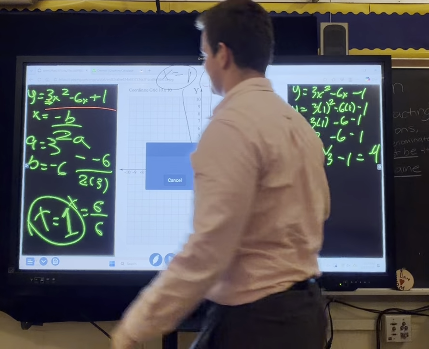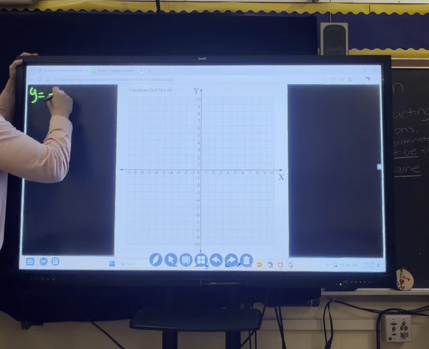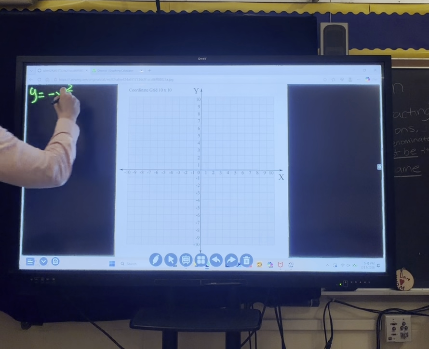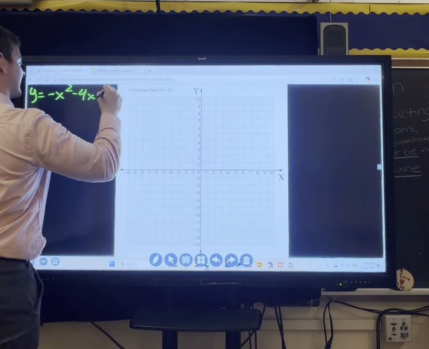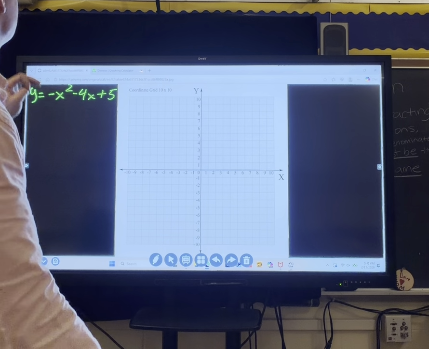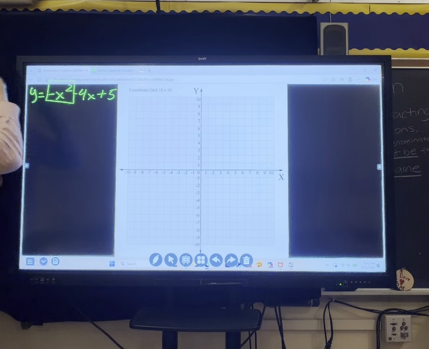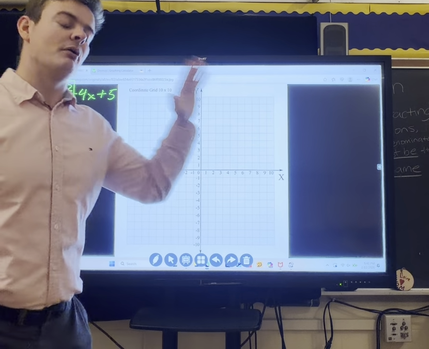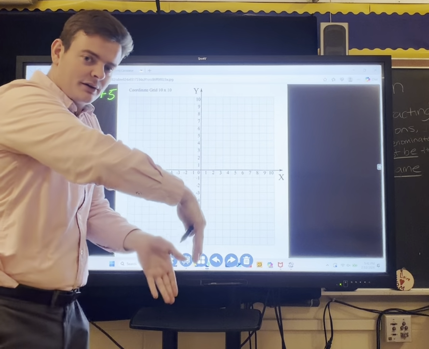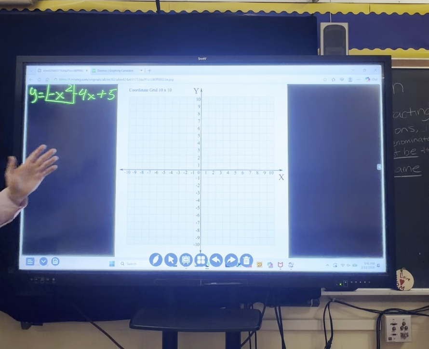I got one more I want to do here. I have y equals negative x squared minus 4x plus 5. The reason why I wanted to do this one is because now I have a negative x squared, which is kind of scary, but all that means is my U, instead of being like this, is going to flip upside down and make some kind of n. But my steps stay the same.